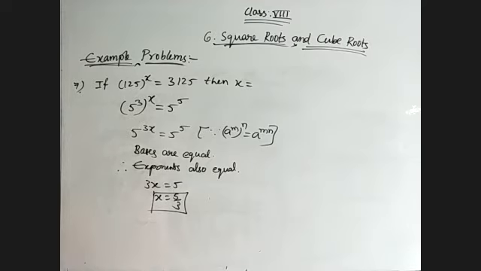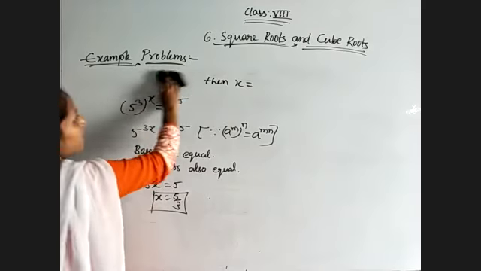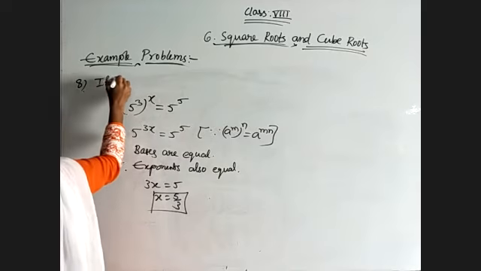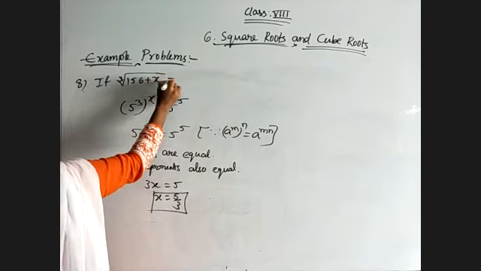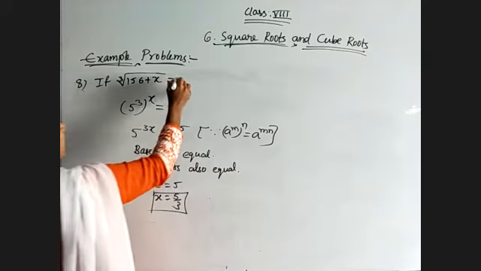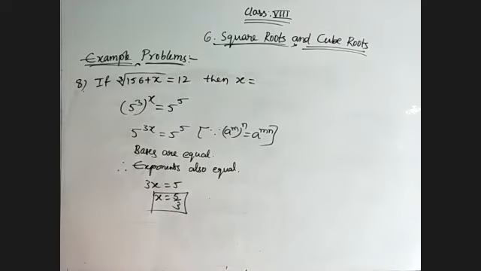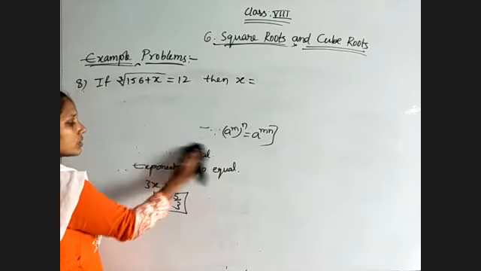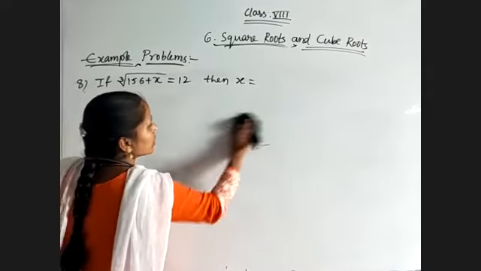Now coming to the next type of problem, depending on the same idea. If cube root of 156 plus x is equal to 12, then x is equal to what? Again, here it is given in equation form only, so try to simplify it the same way, but we will get only one difference. What is that? Just see.